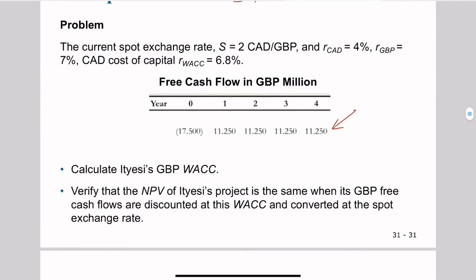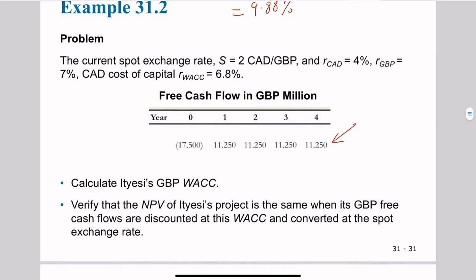And the second question says, verify that the NPV of the firm's project is the same when its GBP free cash flows are discounted at this WACC and converted at the spot exchange rate. So if we discount these four cash flows, right? So it's 1 plus this, to the power of this, and then you will discount all the other cash flows.